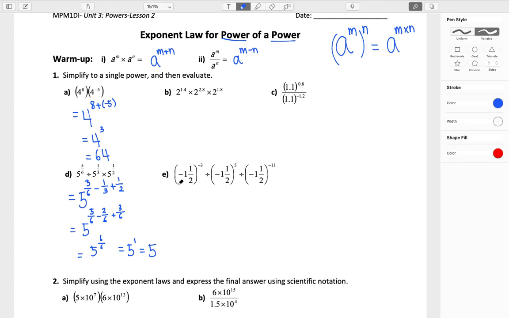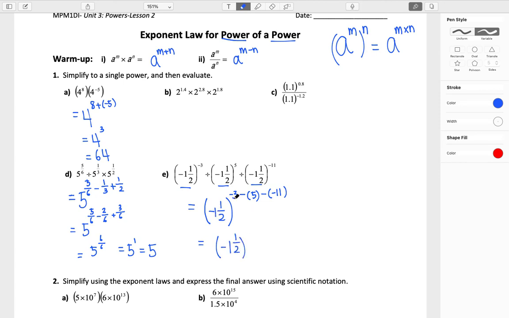Okay. So you're going to do same thing for letter E. Keep in mind, you don't have to change anything with this one. Just remember that the base is -1 over 2, because all three of them have the same base. But this time, you're subtracting it because you're dividing. So -3 minus 5 minus -11. So the base stays the same.